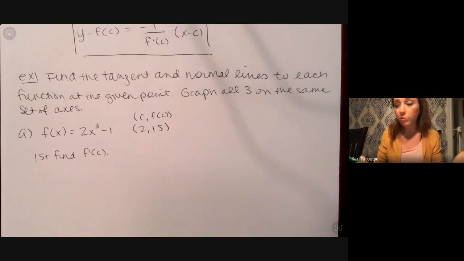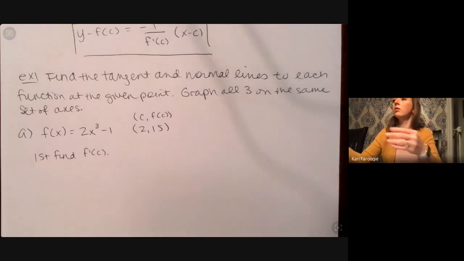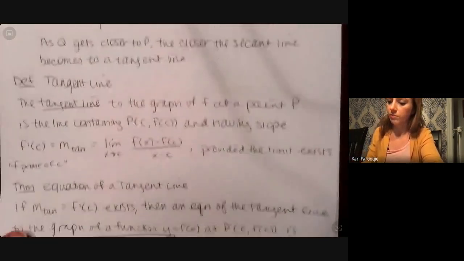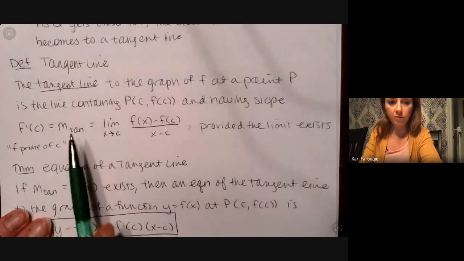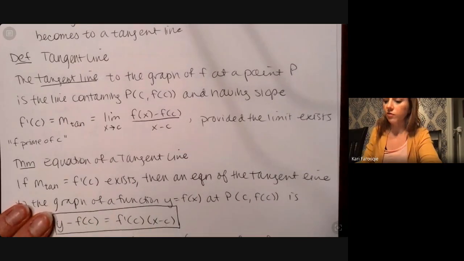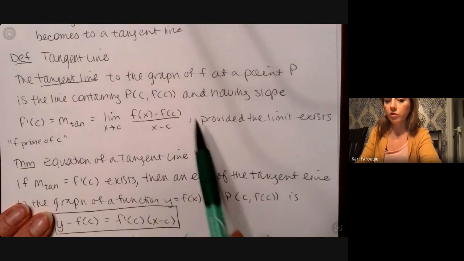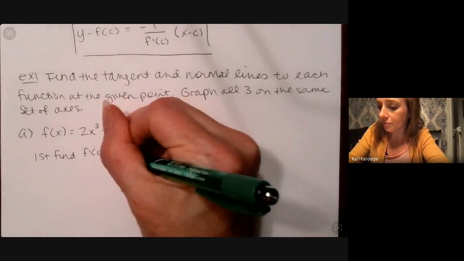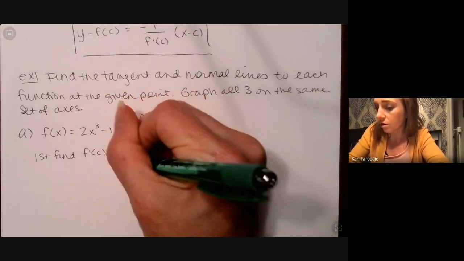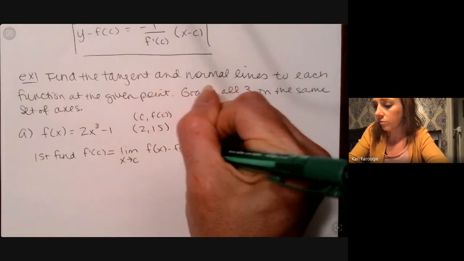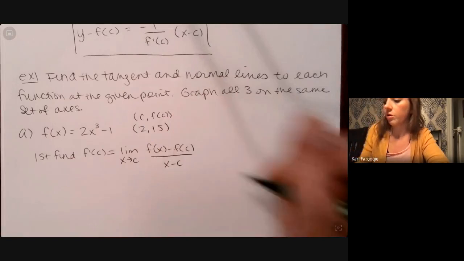If I'm going to find f prime of c, I need to go back to my definition for the tangent line. f prime of c is the limit as x approaches c of f of x minus f of c divided by x minus c. So this is what I'm going to find first. I'm going to find this limit. I'm going to rewrite that here for you. So this is the limit, and remember, we're sending x off to c, and we're taking f of x minus f of c divided by x minus c.